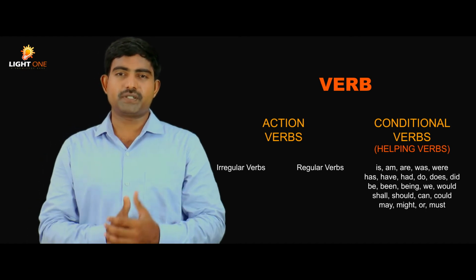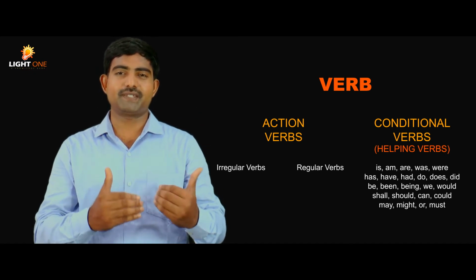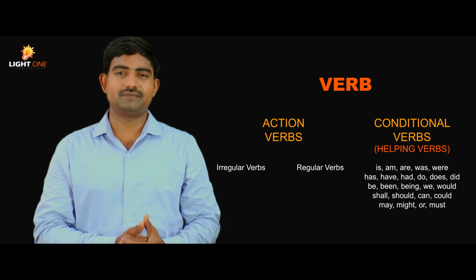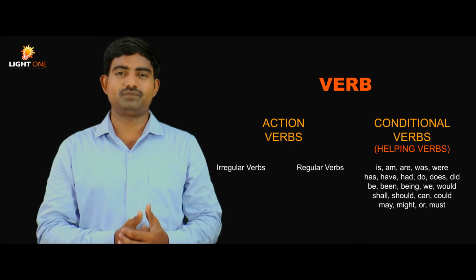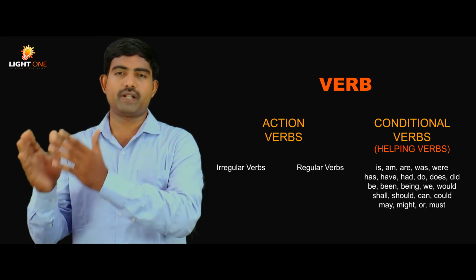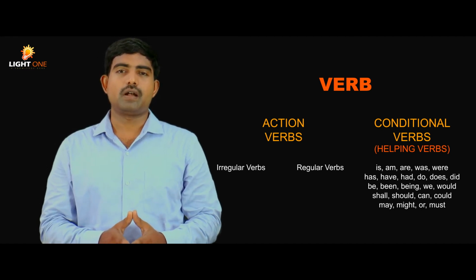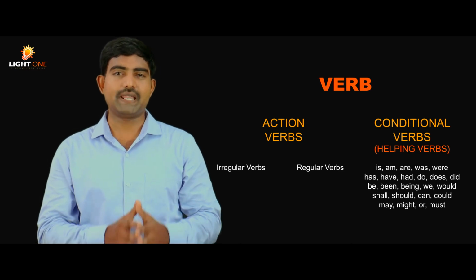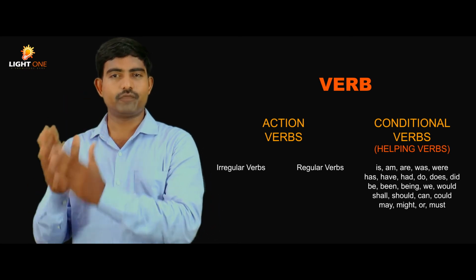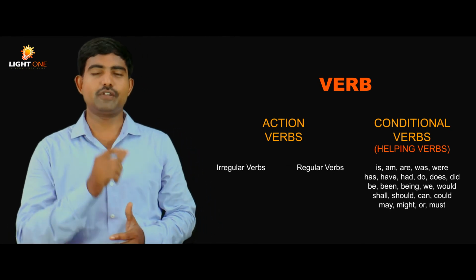Now coming to irregular verbs. Irregular verbs are again divided into 3 types. They are strong verbs. Now you can ask me, what is meant by a strong verb? All the forms are different in strong verbs. For example, there is a verb go. It is V1. Went, V2. Gone, V3.